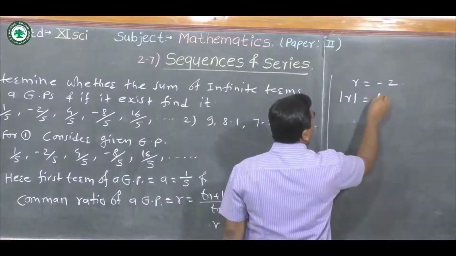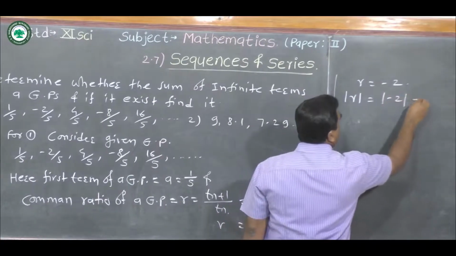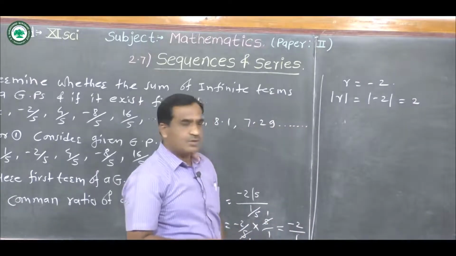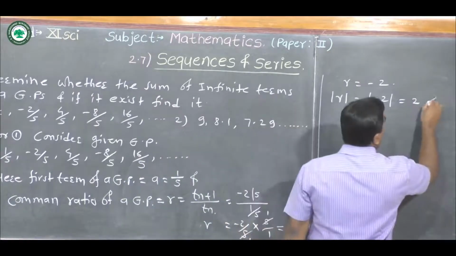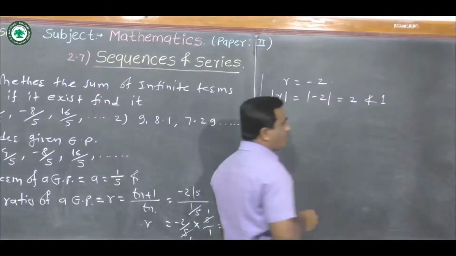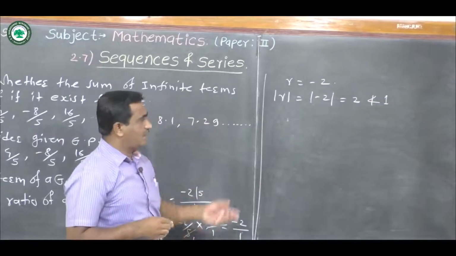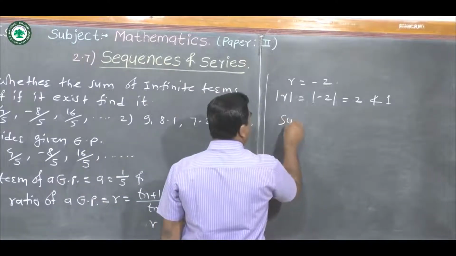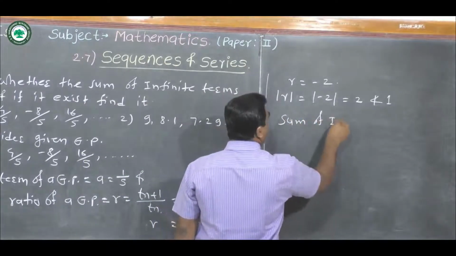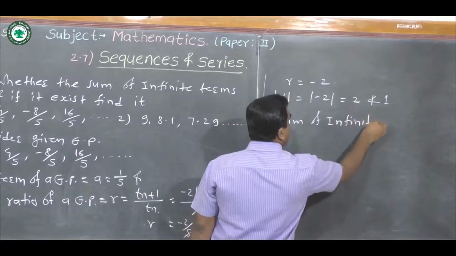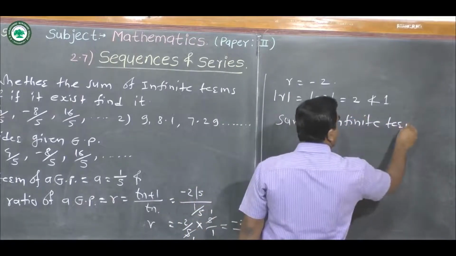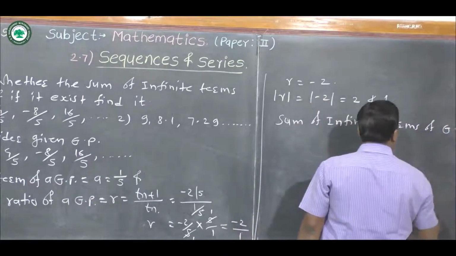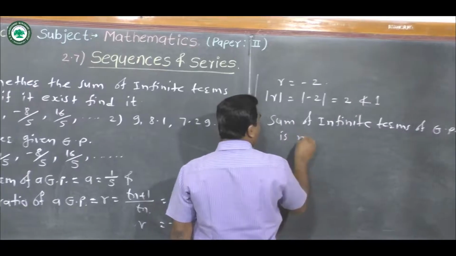Here modulus of R is equal to modulus of minus 2, which is equal to plus 2. Modulus of R is 2, which is not less than 1, which is greater than 1. Therefore, in this example, the sum of infinite terms of the geometric progression does not exist.